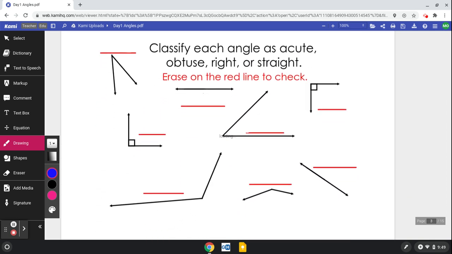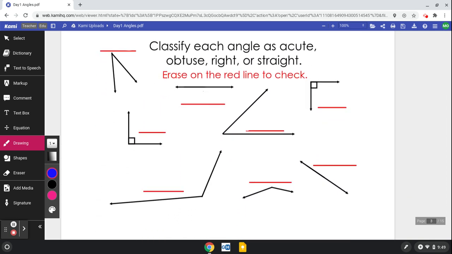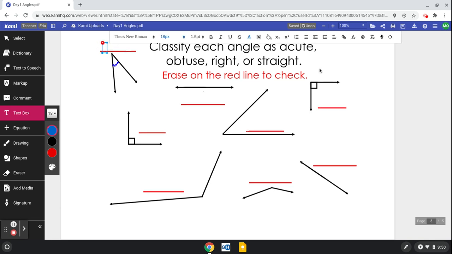So let's do a quick review on talking about if an angle is an acute, an obtuse, a right, or a straight angle. Okay, so if I look at this angle here, and I'm looking to find out what this angle is, well, I look, and acute means less than 90 degrees. So this one is, yes, acute.